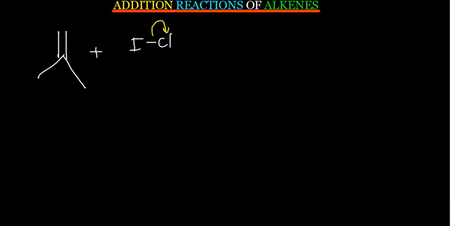Now, according to Markovnikov's rule, the carbon which contains a lot of hydrogens attacks the more electronegative atom, and the bond breaks like that. So the result, because we have attached the iodine to the end, is that we are going to see the iodine at this point, like that.